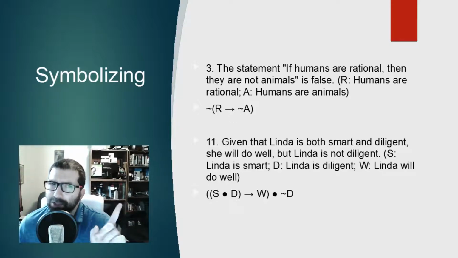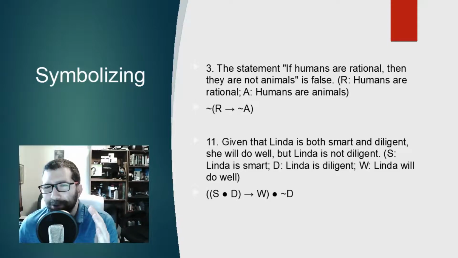Like, this is true, and this other thing is true, but it's sad that this other thing is true. But and "and" mean the same thing, really. So if you take a look, then we've got Linda is smart. Given that, if Linda is smart and Linda is diligent, then she'll do well. But, or and, same thing, it is not true that Linda is diligent. All right, so this is how that one would be symbolized. Not too bad.